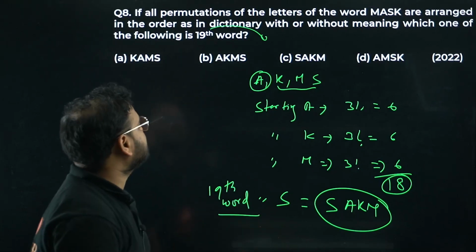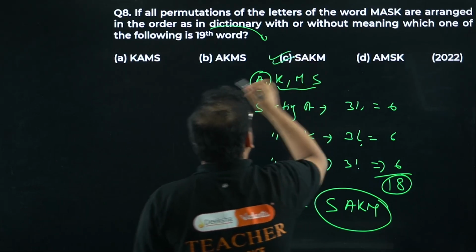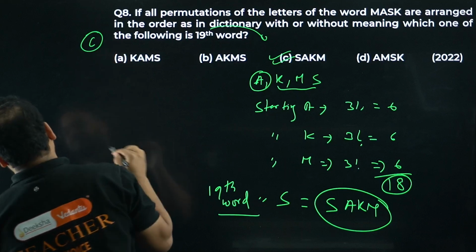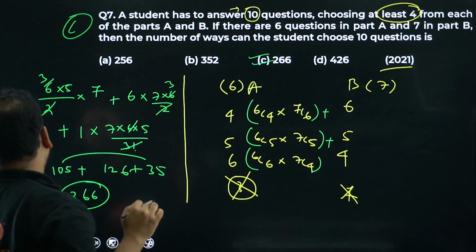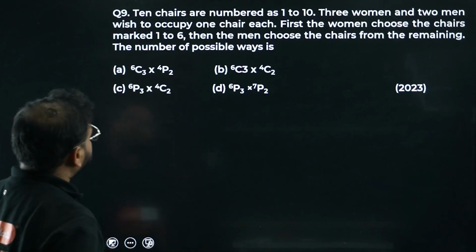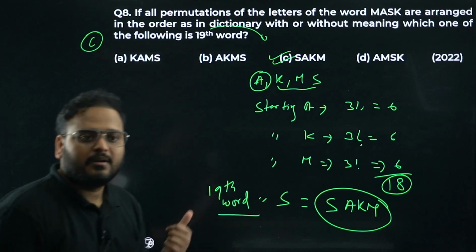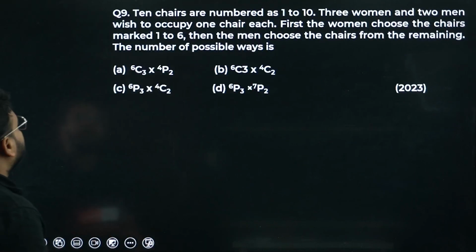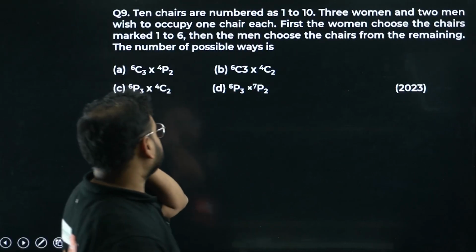19th word. Answer is C. Please check, answer is C. Okay, done, right? Yeah, this is done. Please check. Done. Good question. Next, what do we have, sir?